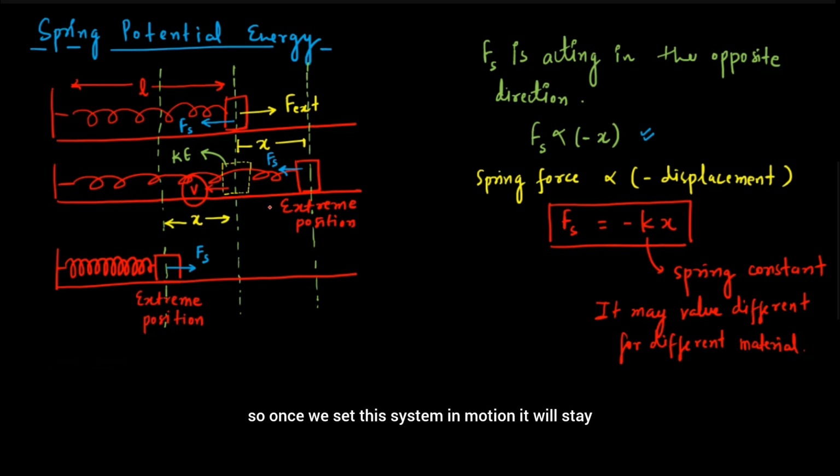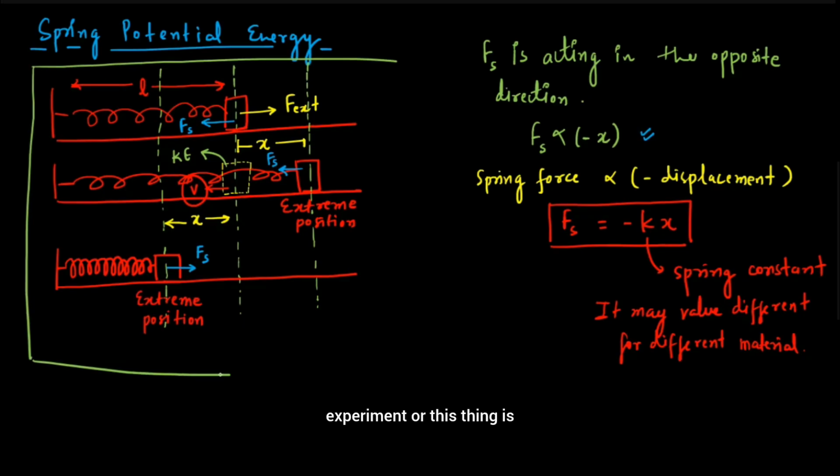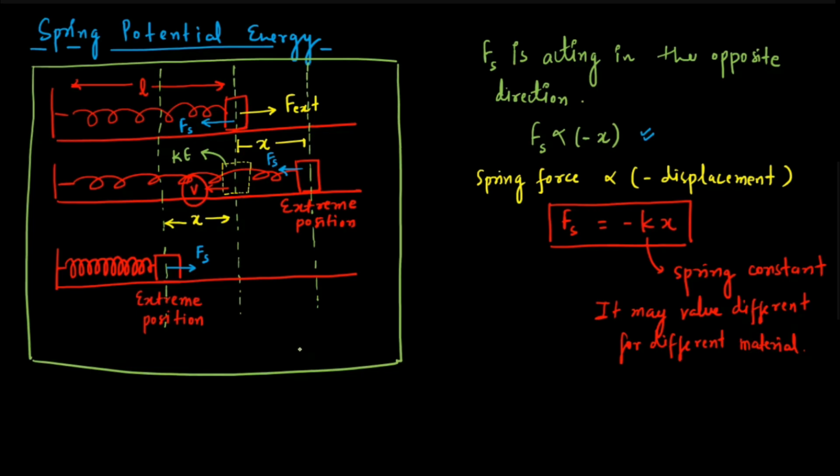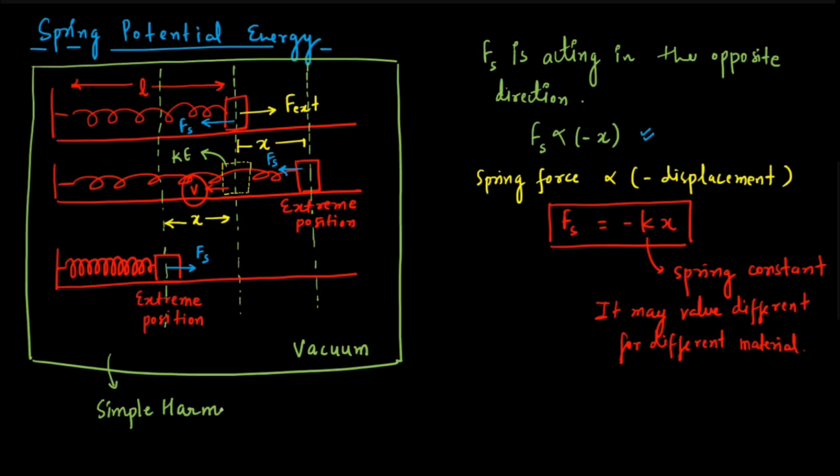So once we set this system in motion, it will stay in motion if the experiment is taking place in vacuum. This will continue forever, and such motion is known as simple harmonic motion. You might learn about this in the upcoming units.